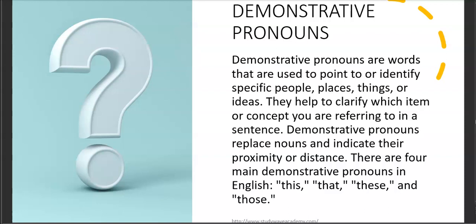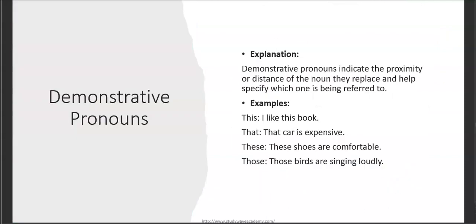So we use these demonstrative pronouns, okay? Don't forget about that. So now let's move and look at this. Demonstrative pronouns indicate the proximity or distance of a noun they replace and help specify which one is being referred to. So we want to know how far something is from you, and we want to know the specific thing. So we will use these demonstrative pronouns, okay? For example, we have this, that, these, those.